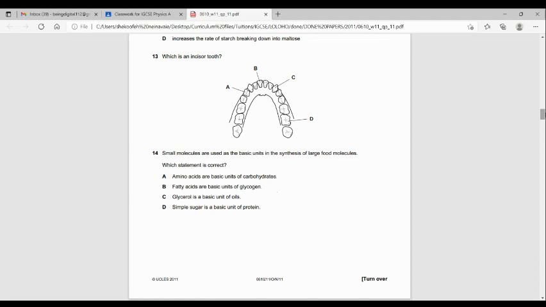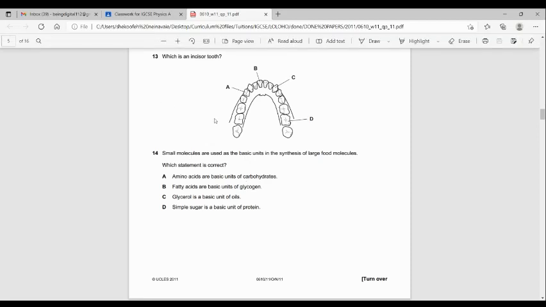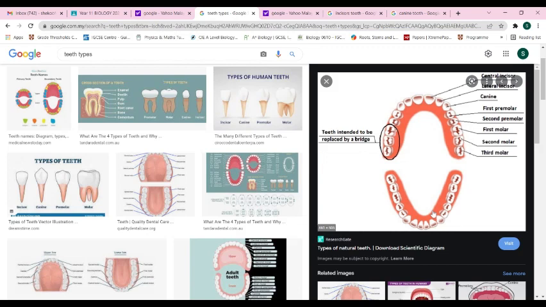Question number 13, which is an incisor tooth. The teeth structures and the types of teeth, I just want to show you the diagram again. This is the diagram of different tooth types in your upper and lower jaw. You can see that these two are exactly the same, symmetrical on both sides, and the same tooth types are repeated on the upper jaw and the lower jaw. These are the central incisors, one, two, and there are another two here. So in each jaw, we have four incisors.